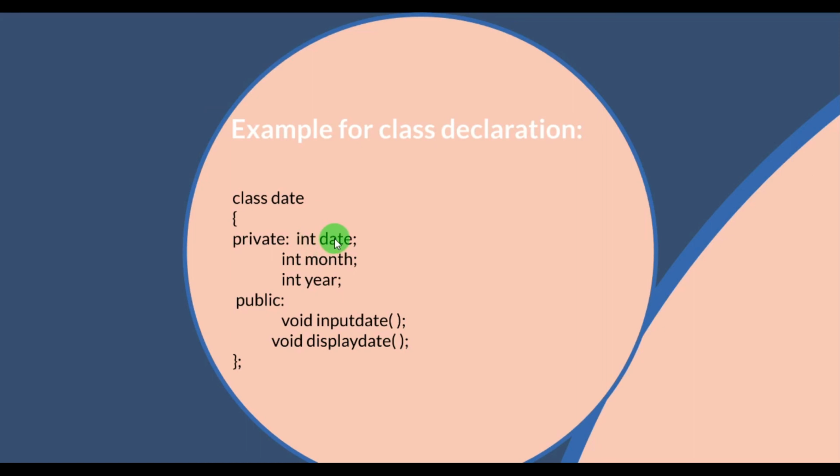So int date, month and year are declared under private, and remember, private data members can be used inside the class, and by friend functions. Public data members can be used anywhere in the program. Here under the public access specifier we have declared two functions, input data and display data. These functions can be used anywhere in the program. After the closing braces we have given a semicolon. This semicolon tells the end of a class. This is about the example.